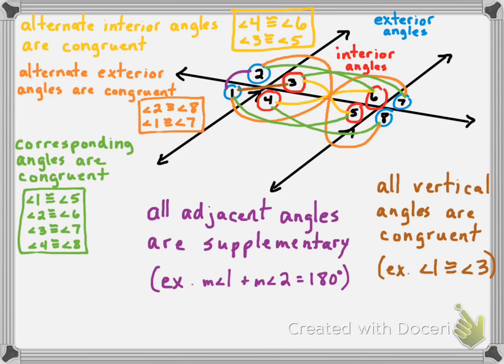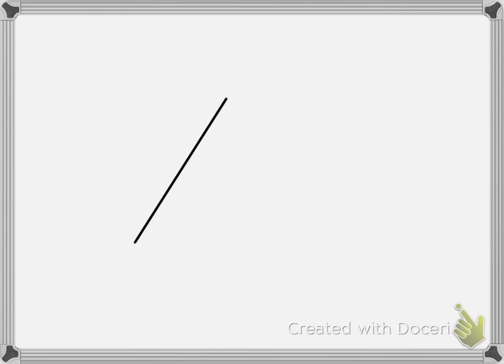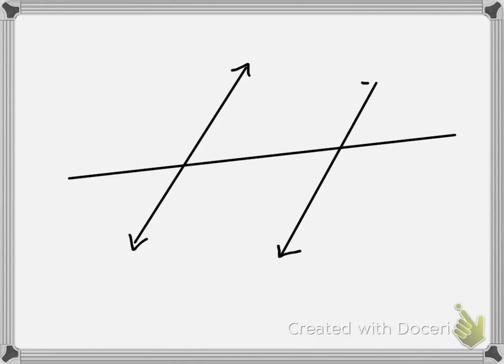So notice, look again. Alternate interior, congruent. Alternate exterior, congruent. Corresponding, congruent. Vertical, congruent. Almost everything is just congruent, which just means it's the same. The only thing that's not is adjacent angles, and they're supplementary. So the hardest thing you're going to have to do is find supplementary angles. As long as you know all the relationships, this is fairly simple. Now let's look at another example of that, but with some numbers in it, to see if it can make a little more sense.